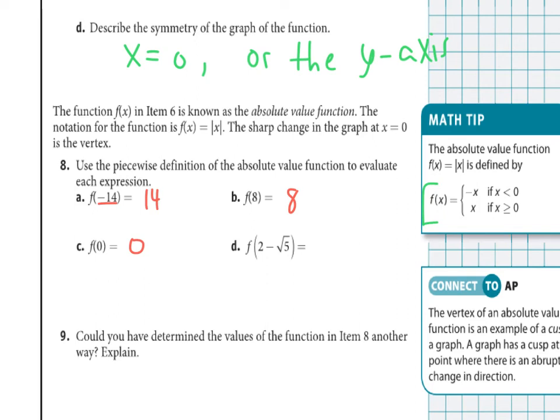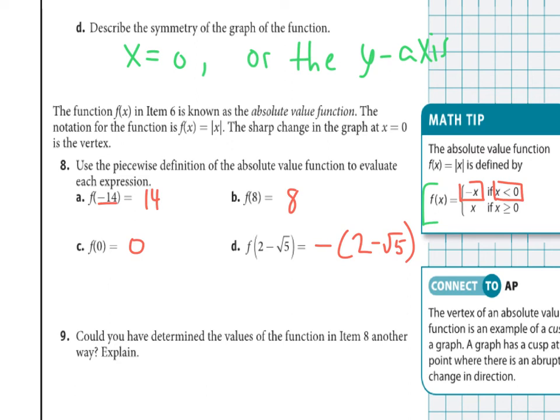F of 2 minus root 5. So let's see, is 2 minus root 5, is that positive or is it negative? So root 5 is bigger than 2, right? So this is going to be a negative number. So all that tells us, I don't even really care what the answer is, since the x value is less than 0, I know that the y value will just be the opposite of the x value. Okay, so it's just negative 2 minus root 5, whatever that is. Again, calculator, you need a calculator to do that.